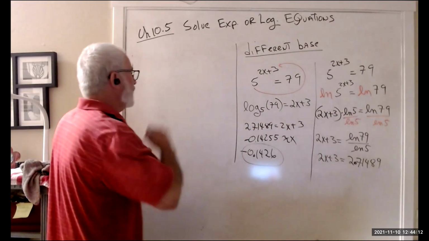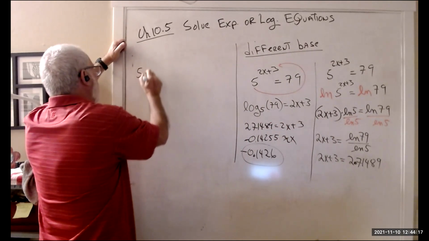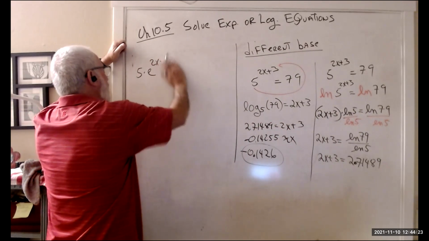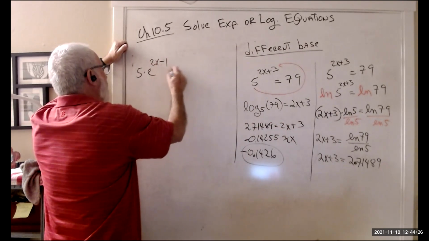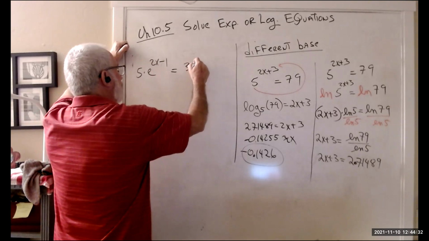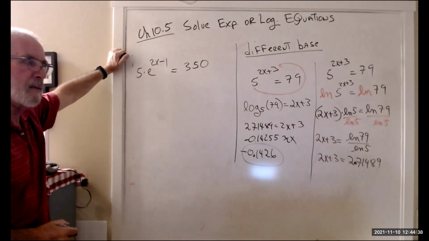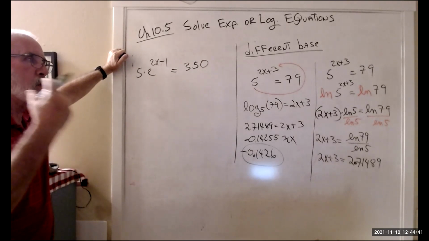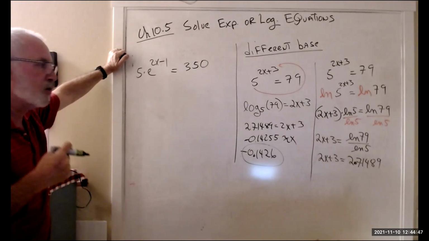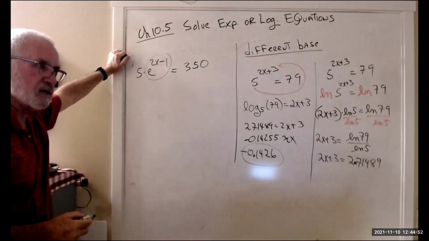One of the main keys that I keep pushing, but probably not enough. Suppose you had 5e times e to the 2x plus 1, let's say minus 1, I don't know, equals, I don't know, 35. Oh, 350 will be fun. And I'm going to ask you to solve that. Well, one of the themes that we've always done is, before we attack the exponential, we isolate it.